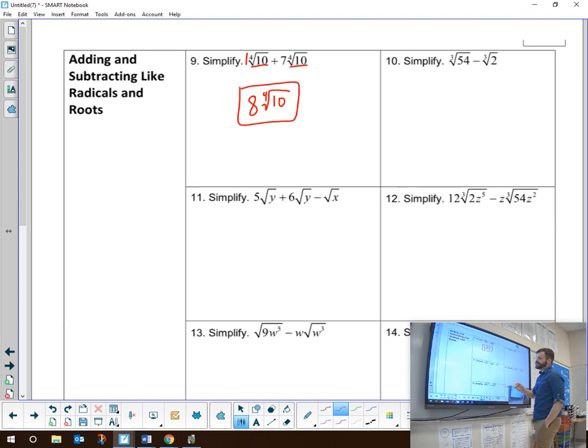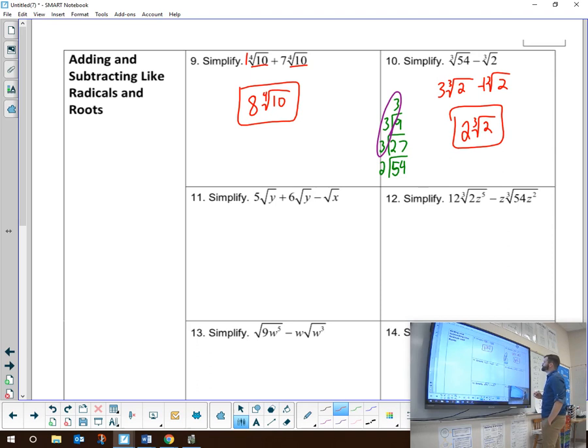The same idea is true for 10, but sometimes we have to simplify first before I can actually add things together. So this third root of 54, I'm going to cake that 54 first. So 54 divided by 2 is 27. 27 divided by 3 is 9. 9 divided by 3 is 3. And you can see that we can bring a 3 to the outside here and leave in a cubed root of 2. And so now, all it is 3 cubed roots of 2 minus, remember there's an invisible 1 right there, minus 1 cubed roots of 2. It's going to be 2 cubed roots of 2 as my answer.